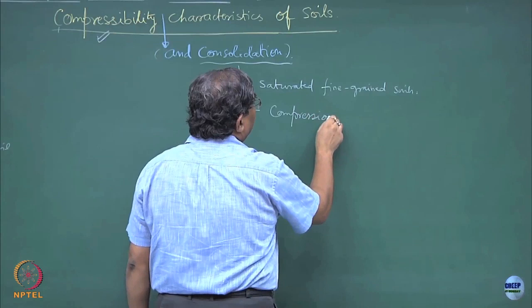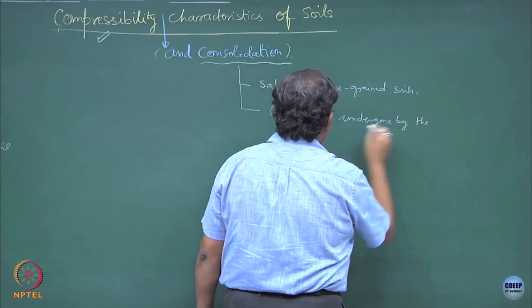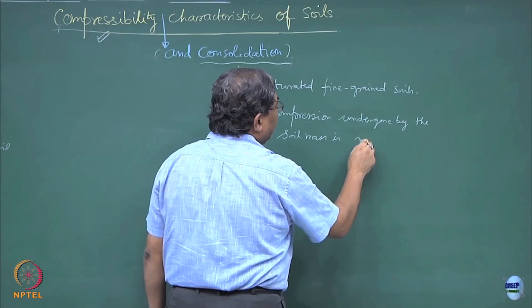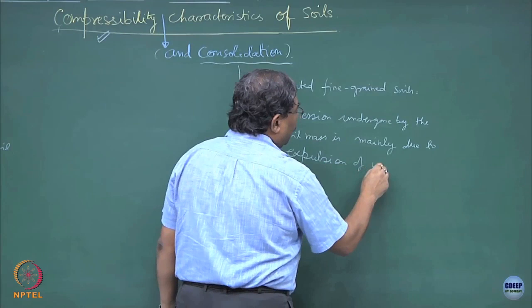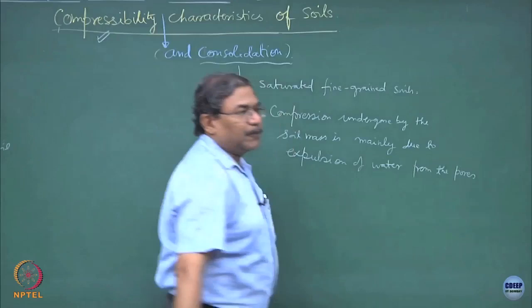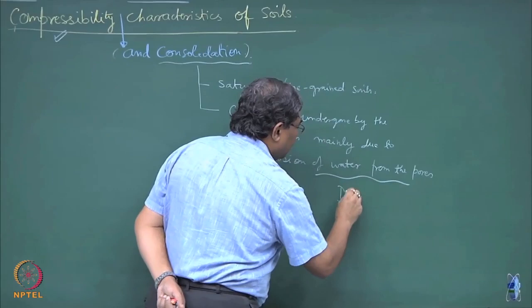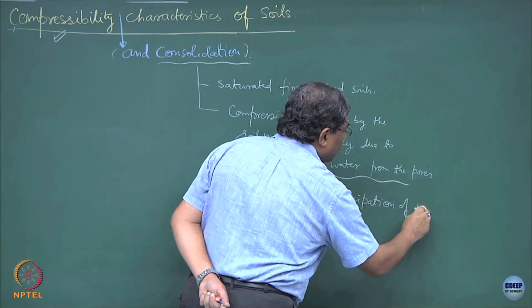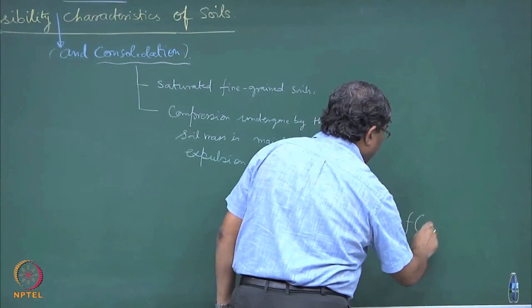So, the compression undergone by the soil mass is mainly due to expulsion of water from the pores. I hope you can realize that this expulsion of water from the pores is nothing but the pore water pressure which is getting dissipated. So, we call this dissipation of pore water pressure also. Clear? And dissipation of pore pressure is a function of hydraulic conductivity and the type of the soil.